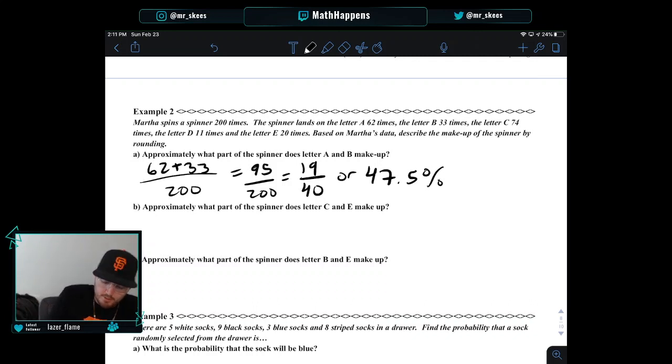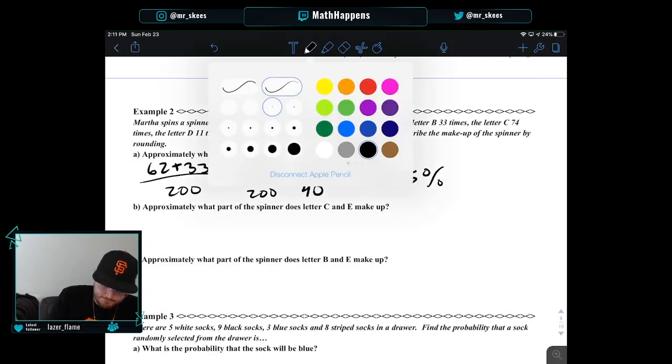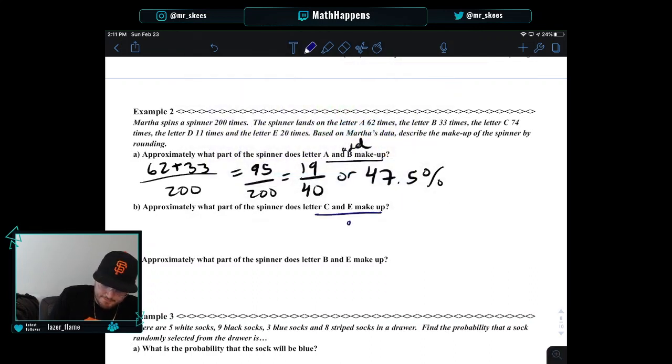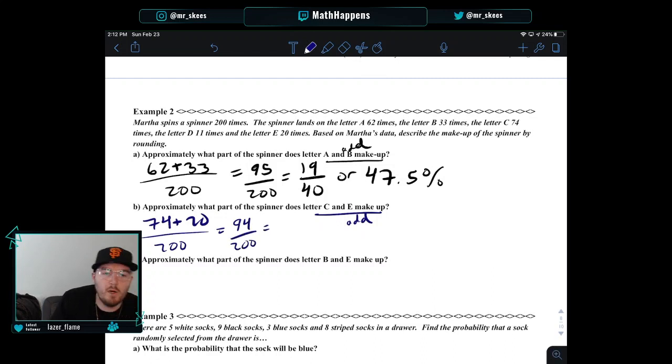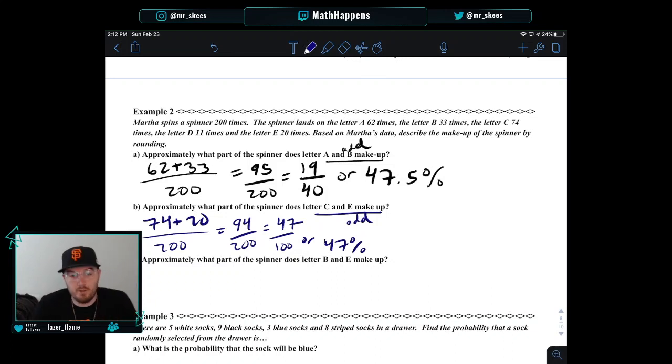Again, approximately, so what do we do here? We added. What are we going to do here? We're going to add again. What part of the spinner? There's this part and this part, so add them together. In total, C and E. E is 20 times out of 200. So 94 out of 200. They're both divisible by 2. So we get 47 out of 100, which is easy to tell is 47%. So 47% of the spinner. So practically the same amount.